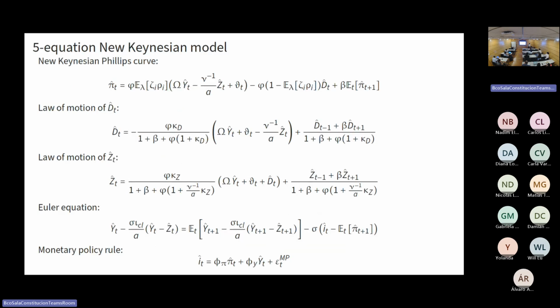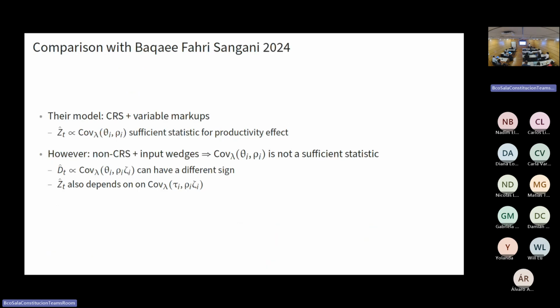Okay, so this is the 5-equation New-Keynesian model. All I'm going to be saying is how this object behaves, the slope of the Phillips curve, but I'm going to need number 2 and number 3 because they fit into it. And then you close the model with an Euler equation and a monetary policy rule, but I'm not even going to take a stance on that. This is just to show you that the model is correctly closed.